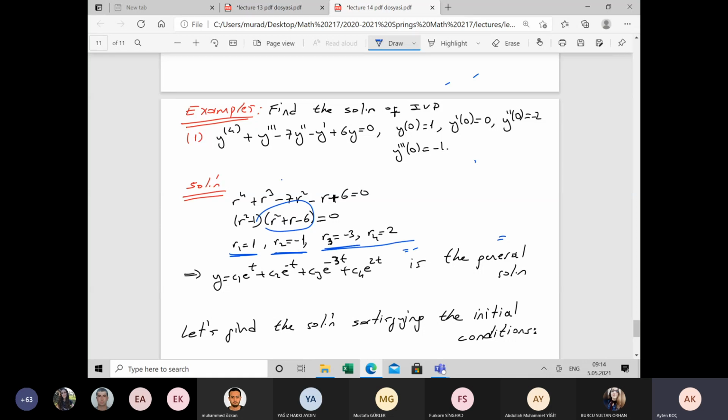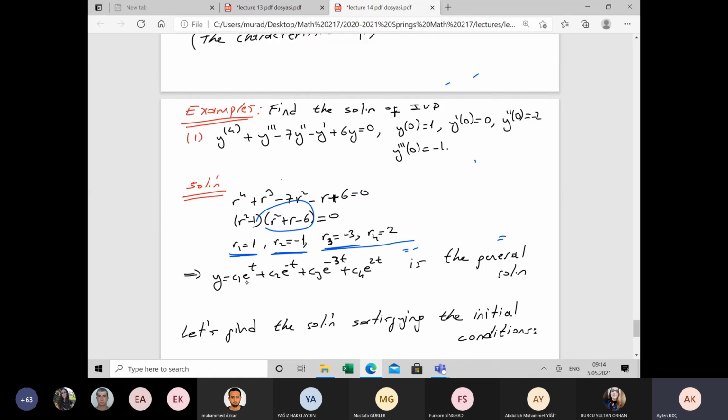So we obtain y sub 1 equals e to the t, y sub 2 equals e to the minus t, e to the minus 3t, and e to the 2t. This is the general solution of our differential equation. Any question about this part?